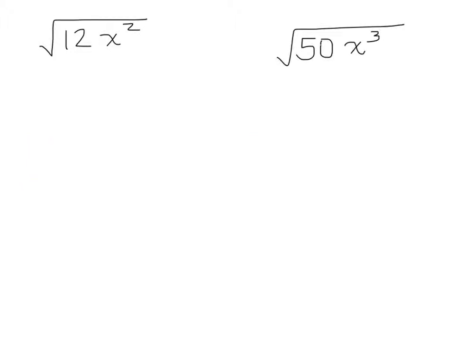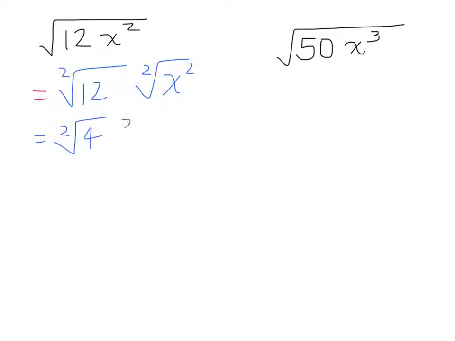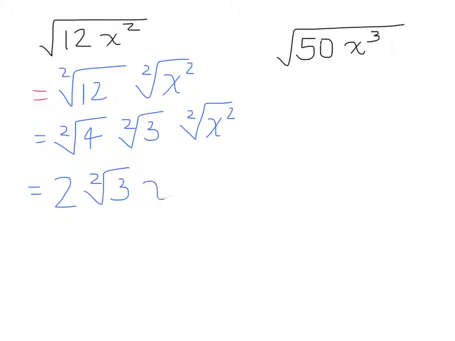All right, let's continue this discussion with some trickier questions. So let's break this up into the square root of 12 times the square root of x squared. Now, 12 has a factor in it that's a perfect square, which is 4, so we can break this up one more time and leave this as x squared. Now we can reduce each piece. The square root of 4 is 2, the square root of 3 is the square root of 3, and the square root of x squared is x. So that is in its most reduced form.